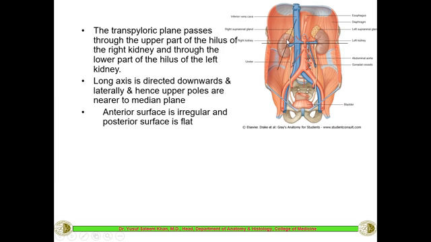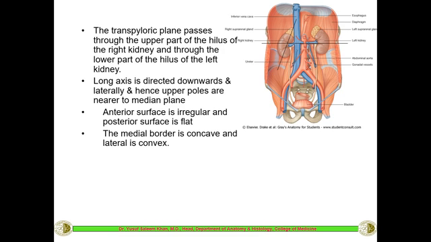Okay, so this is how you can differentiate. The posterior surface will be much flatter because it lies on the posterior abdominal wall, and the anterior surface will be much more irregular, in contact with the peritoneum as well as all the abdominal organs which are present here. Okay, so this is how we can differentiate the anterior surface and the posterior surface.